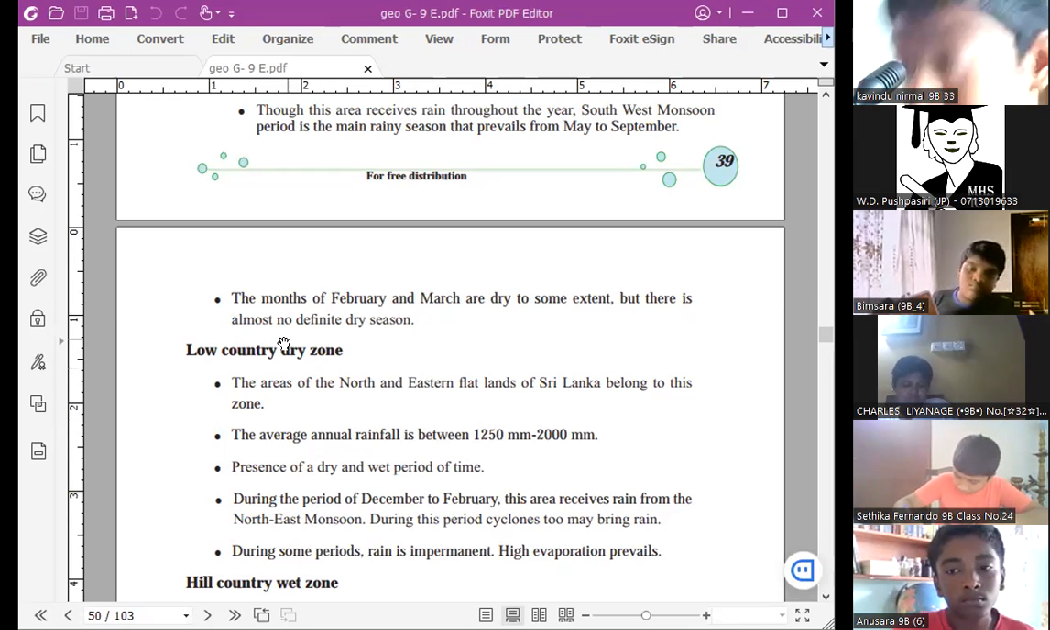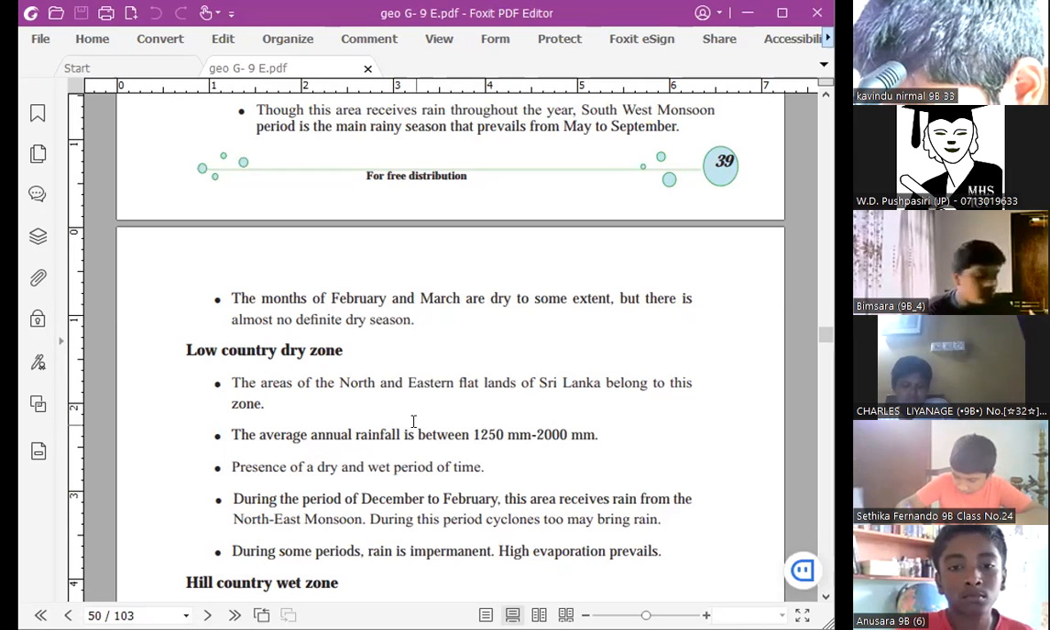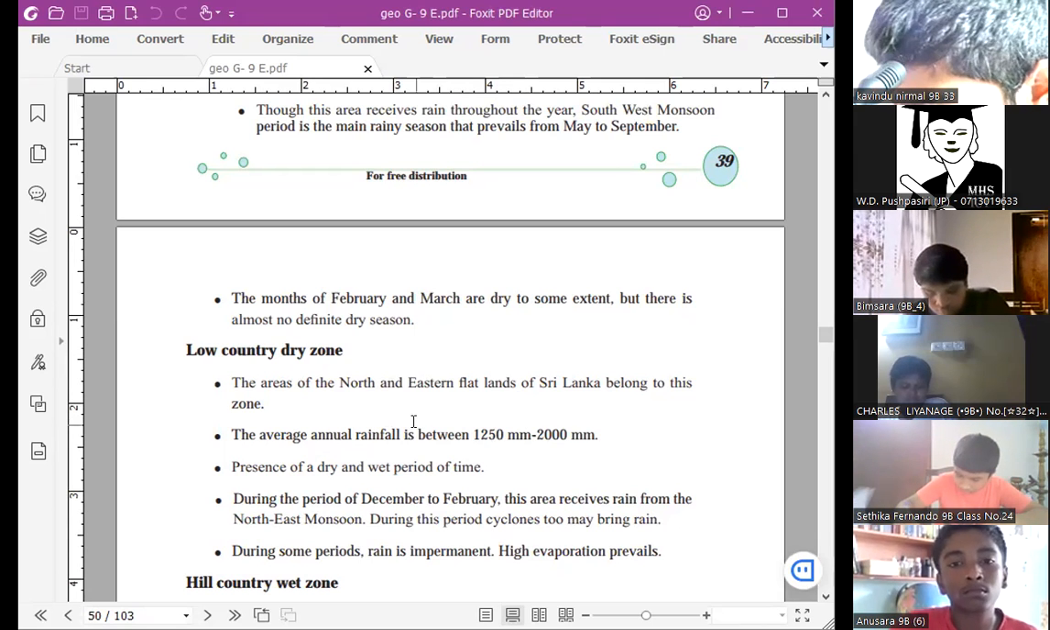Sometimes both dry and wet conditions are available.